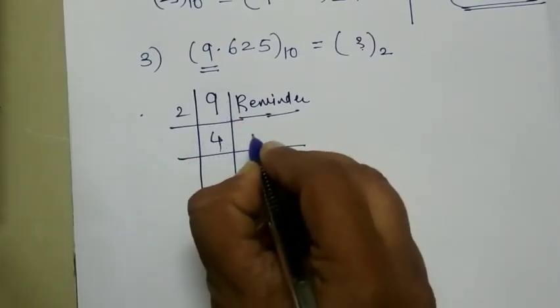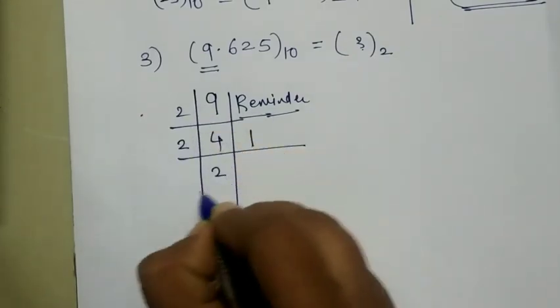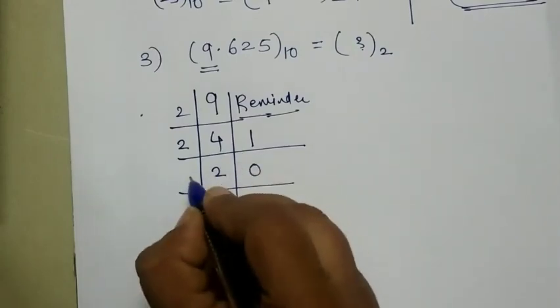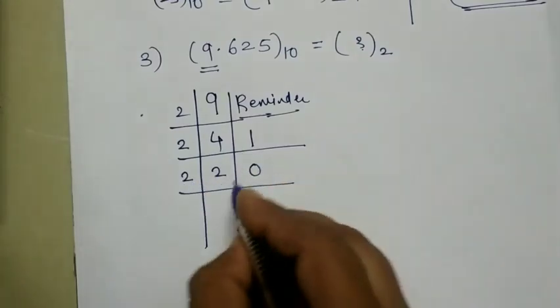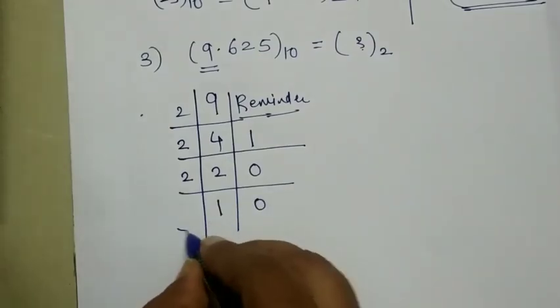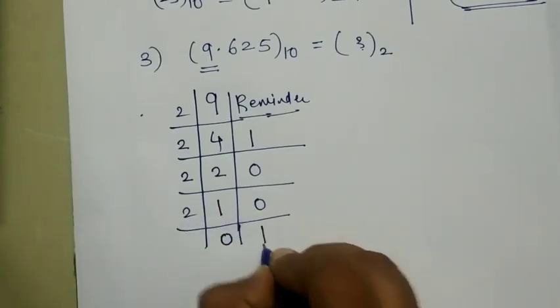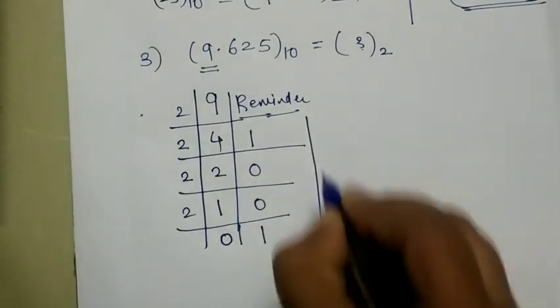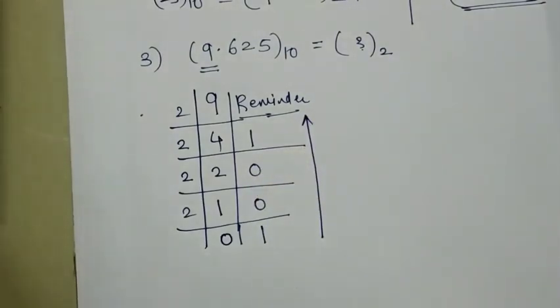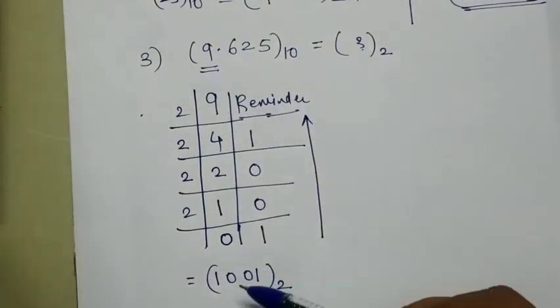The quotient is 4, remainder is 1. Again divide this 4 by 2. The quotient is 2, remainder is 0. If we again divide 2 by 2, the quotient is 1, remainder is 0. As this 1 is not divisible by 2, we'll write 0 here. This 1 will transfer here. So consider these remainders in the reverse direction. So what is the answer? The answer is 1001 to the base 2. This is one part. We have converted this 9 into its equivalent binary number.